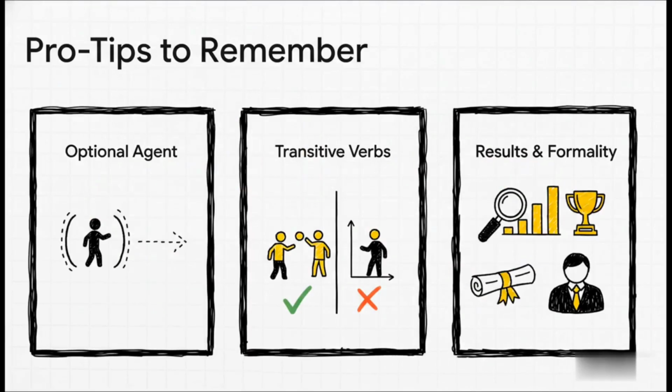Okay, so let's pull all this together with a few final takeaways. First, remember that by phrase is almost always optional. You can usually just drop it. Second, this only works for verbs that take an object. You can't say something like, I was arrived, it just doesn't work. And most importantly, remember to use this tool when you really want to put the focus on the result and create a more formal, objective tone.